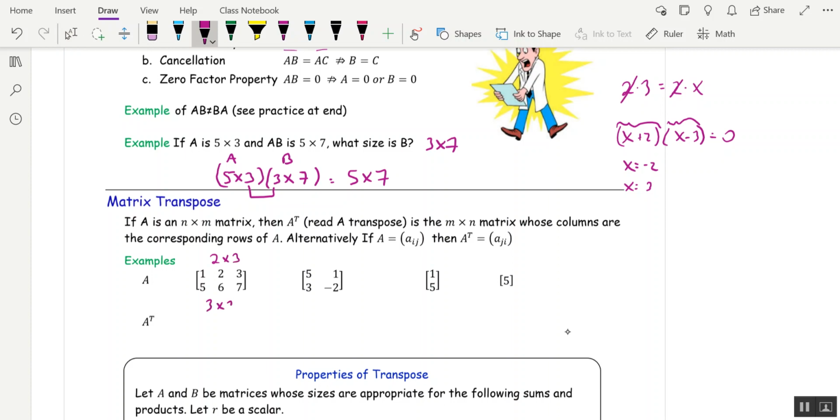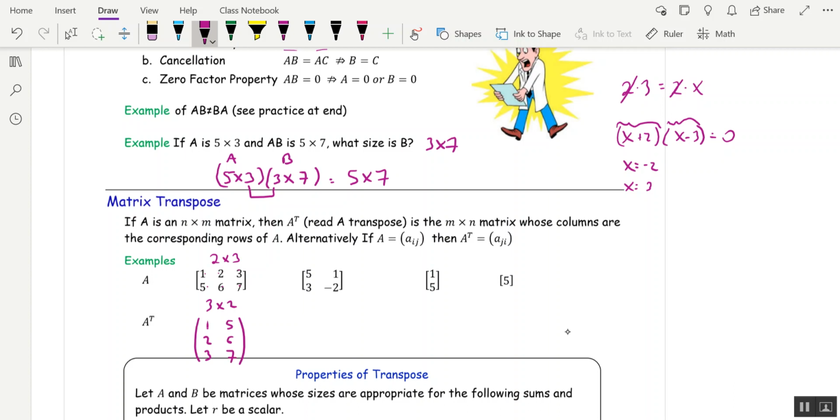be 3 by 2. And the way I get the transpose is I take the rows of A, so the first row of A is 1, 2, 3, I turn it into the first column of A transpose. And then I take the second row, 5, 6, 7. That's the second column of the transpose. All right, so switch the rows and the columns.